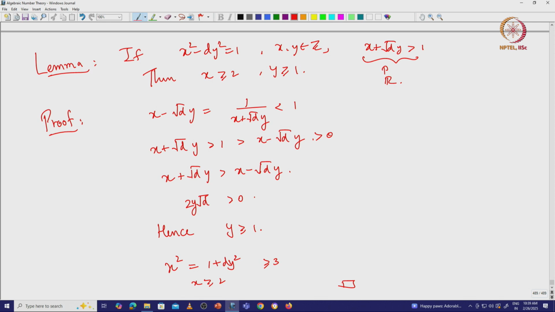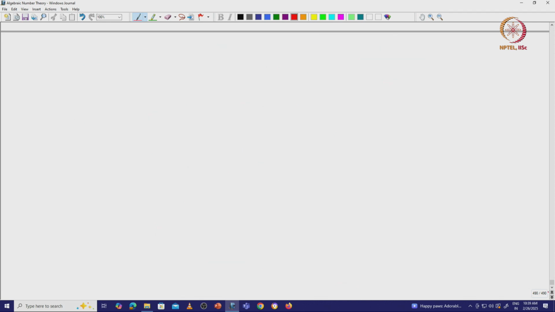If you change the sign, if x and y are not both positive, then a unit like this, as a real number, will be less than 1. So, that is a very strong restriction on the solution. Now, I will write down another lemma which again gives a very strong restriction on the solutions.